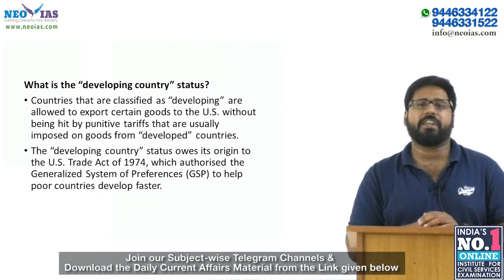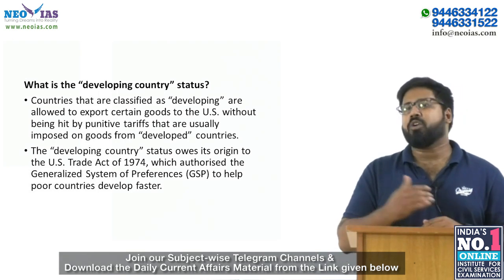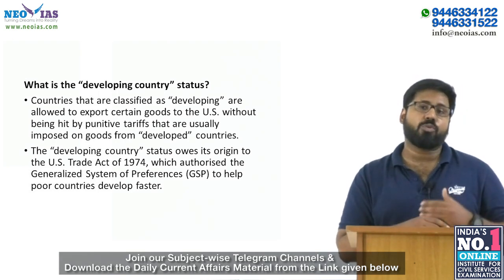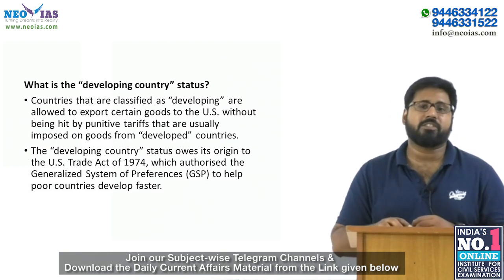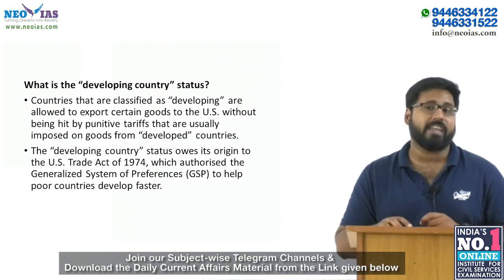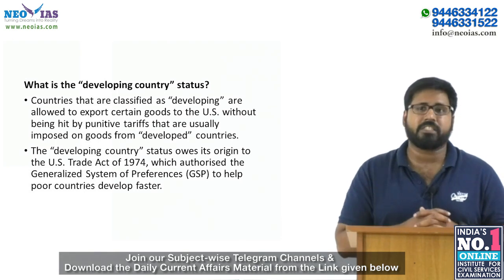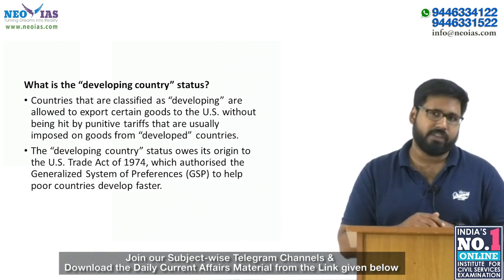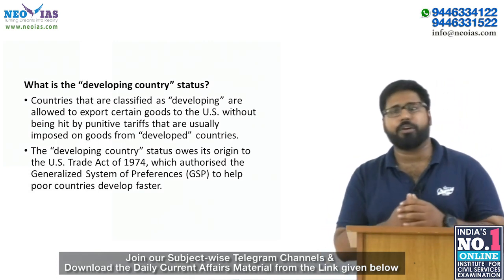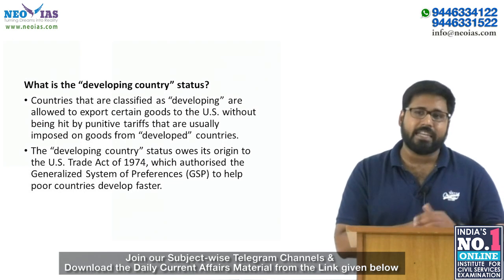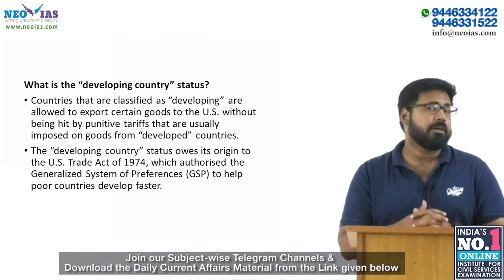Now countries are classified as developing and these countries are allowed to export certain goods to the US without being hit by punitive tariffs that are usually imposed on goods for the developed countries. Now, the developing country status owes its origin to the US Trade Act of 1974. Basically, in this, it authorizes the generalized system of preferences to help poor countries develop faster. Now, understand, these benefits were extended further under the World Trade Organization, wherein rich countries agreed to grant trade benefits to countries that were classified themselves as poor.